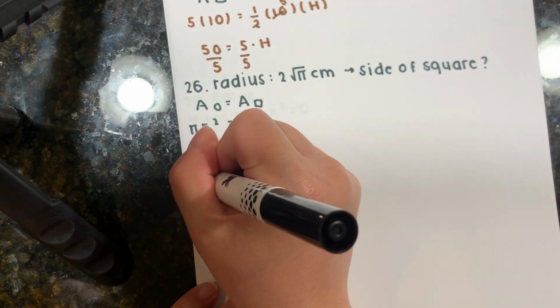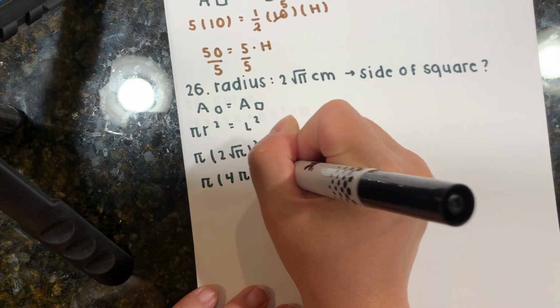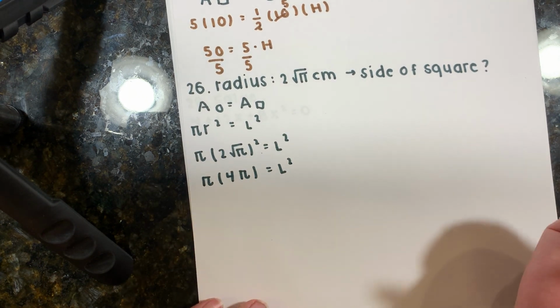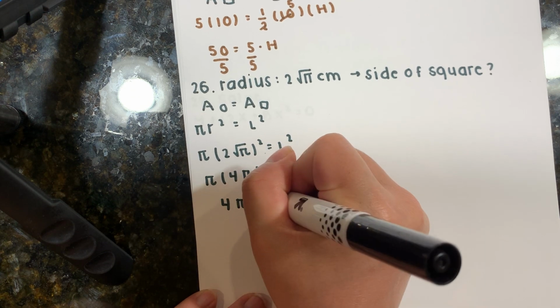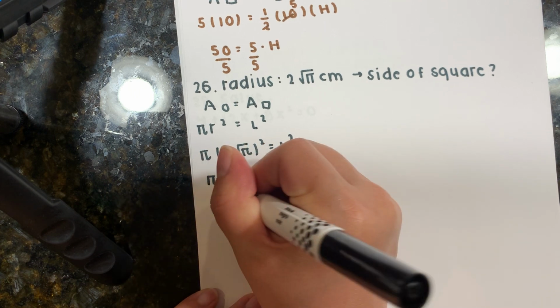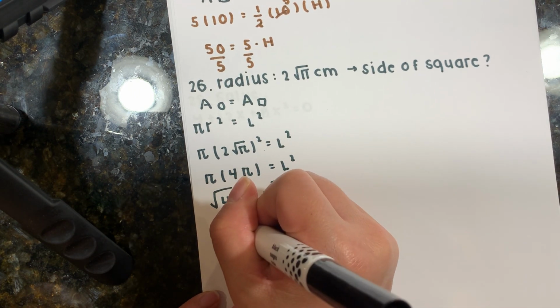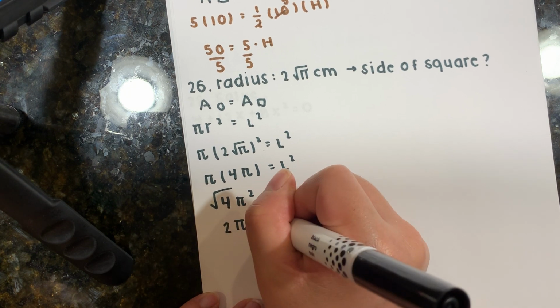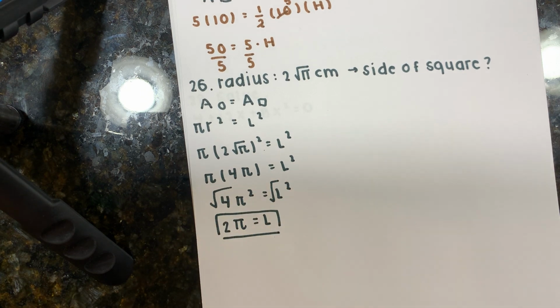Now when I square that, I'm going to get pi times 4 pi equals L squared. When I multiply that, I'm going to get 4 pi squared equals L squared. So if I want to find the length of the side, I just have to take the square root of both sides. Square root of 4 is 2. Square root of pi squared is just pi. And that would be the length of the side of the square. It's 2 pi.